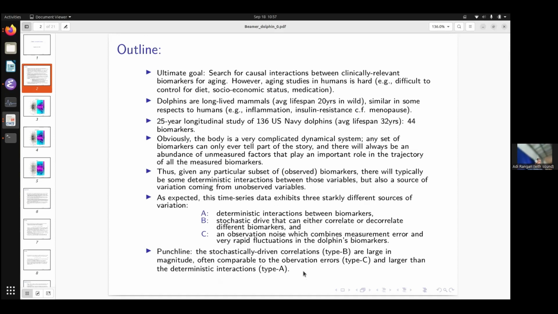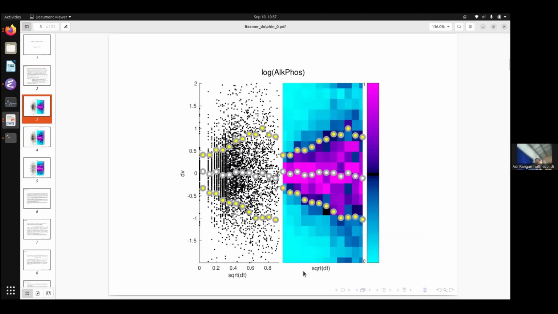Okay, but before we get any further, let me give you a glimpse into the data set. Here's a figure illustrating what I think is a key aspect, an important feature of the data set. So what have I done here? I've taken one of the biomarkers. What is this biomarker? Alkaline phosphatase. This is a measure of a particular chemical in the blood.